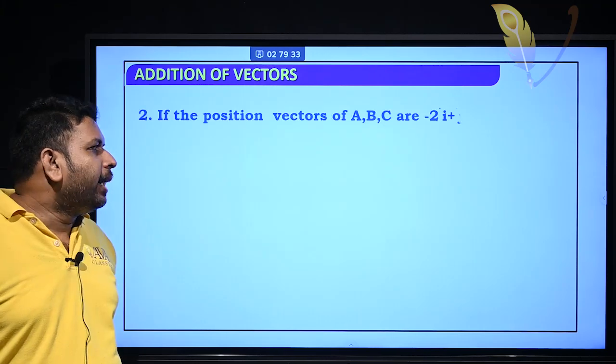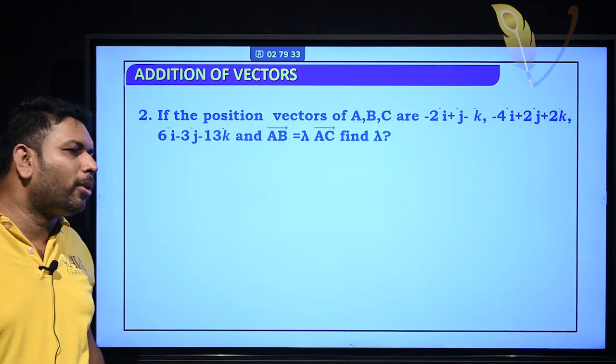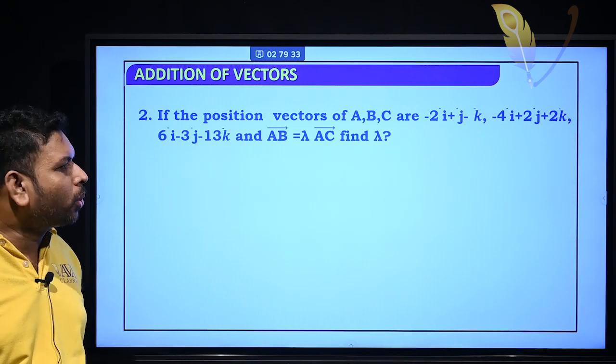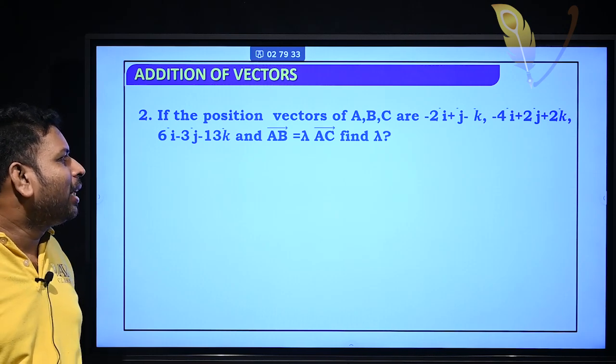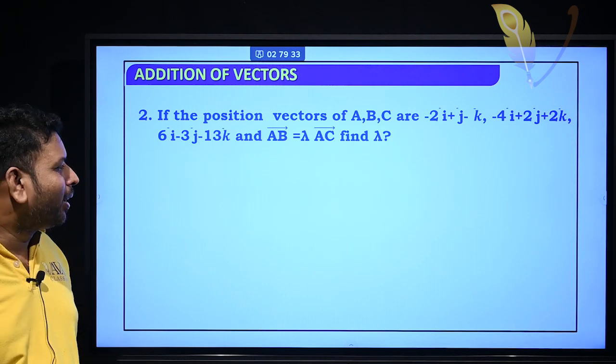Question number 2. If the position vector of A, B, C are minus 2I cap plus J cap minus K cap, minus 4I cap plus 2J cap plus 2K cap, 6I cap minus 3J cap minus 13K cap, and AB equal to lambda AC, then what is the value of lambda?